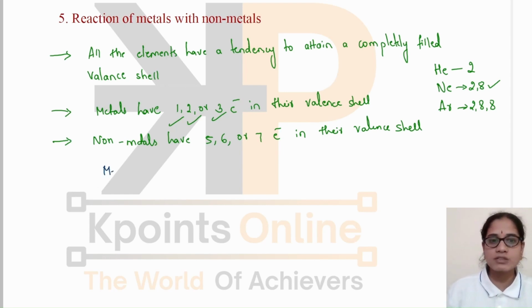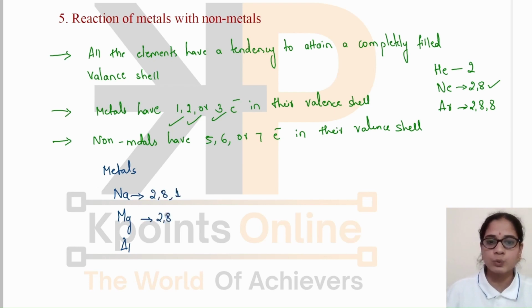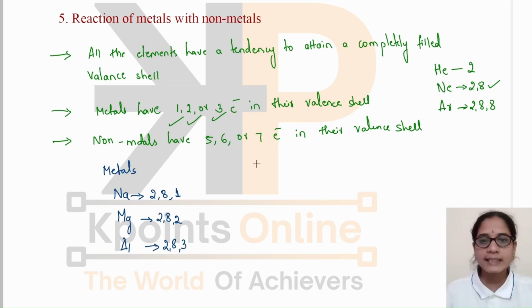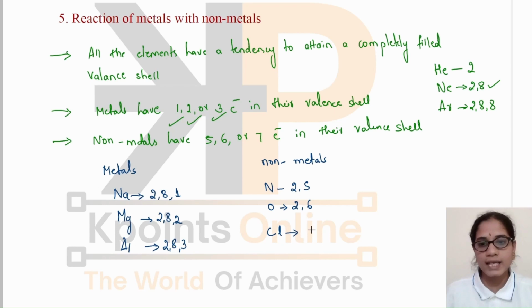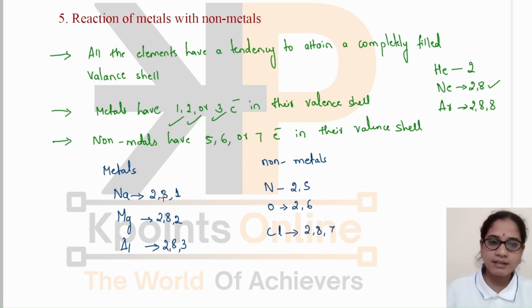For example, in case of metals, sodium, magnesium, aluminum, these are all metals. They have electronic configuration as 2, 8, 1; 2, 8, 2; and 2, 8, 3. In case of non-metals, nitrogen has 5 electrons in its outermost shell, and oxygen has 6 electrons. Chlorine has 7 electrons in its outermost shell. You can see here the metals are having either 1, 2 or 3 electrons in the outermost shell.